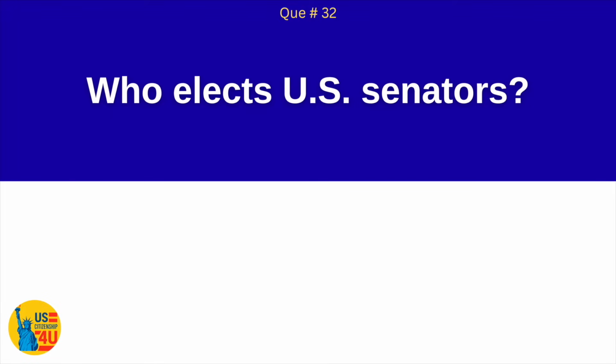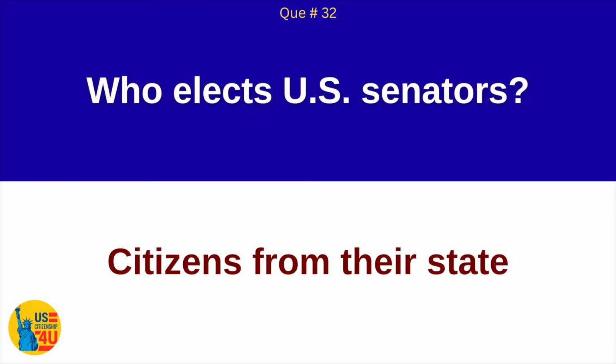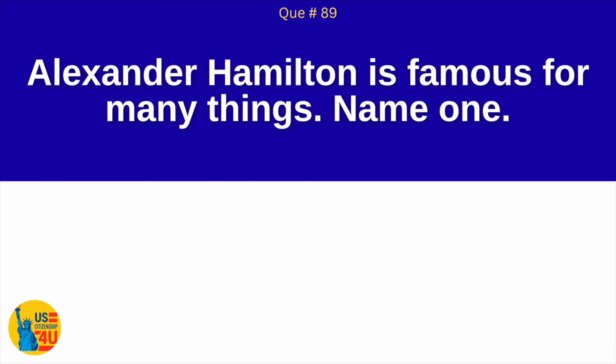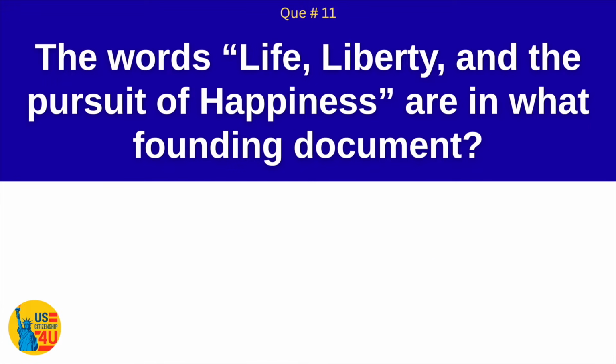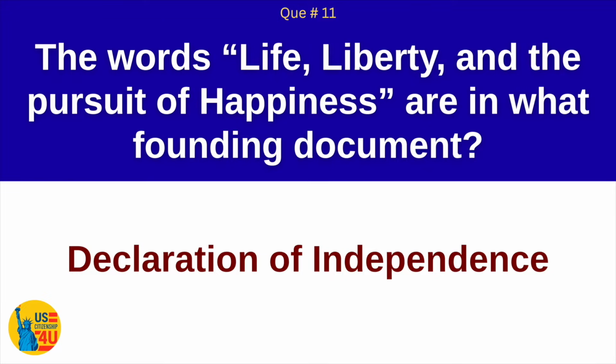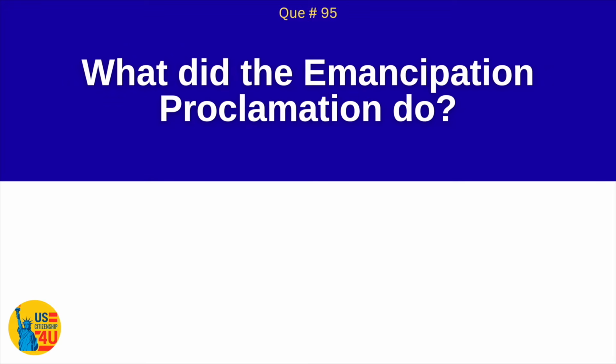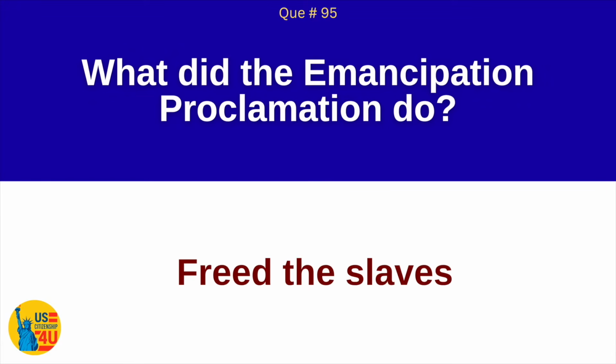Who elects U.S. senators? Citizens from their state. Alexander Hamilton is famous for many things. Name one. First Secretary of the Treasury. The words life, liberty, and the pursuit of happiness are in what founding document? Declaration of Independence. What did the Emancipation Proclamation do? Freed the slaves.